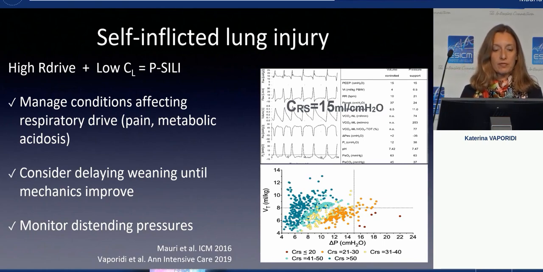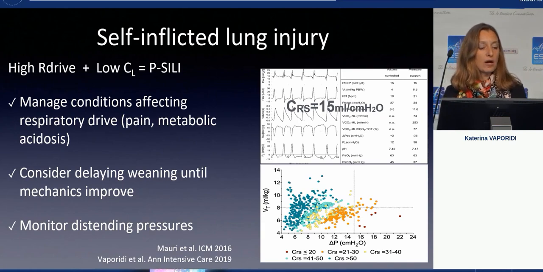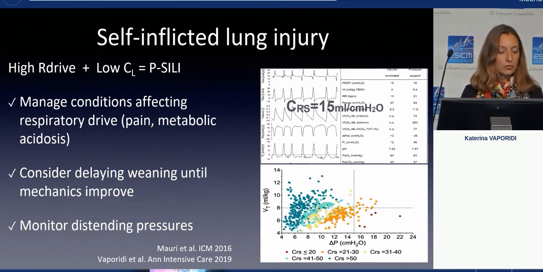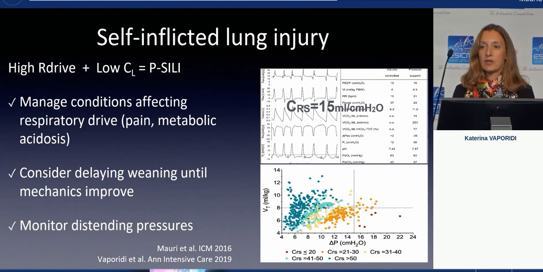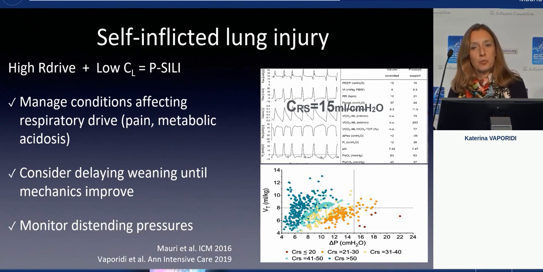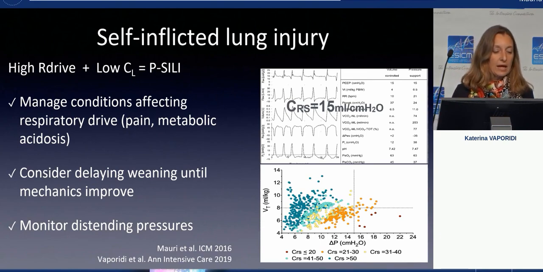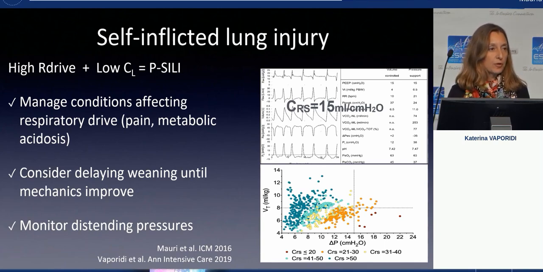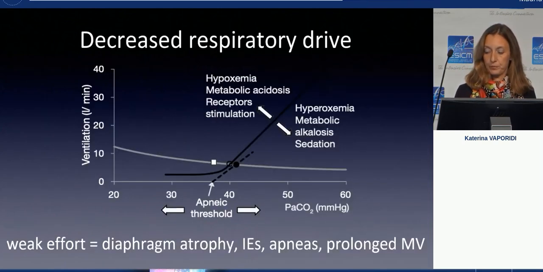What to do about self-inflicted lung injury? Manage conditions that affect respiratory drive, such as pain and metabolic acidosis. When lung mechanics are severely impaired, then maybe the patient does not fulfill the definition of the condition having improved, so you can advance to weaning. If you still want to advance to weaning, consider monitoring the esophageal pressures in these patients.